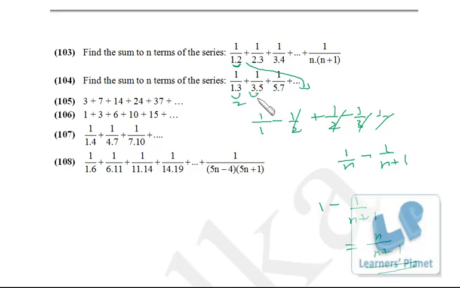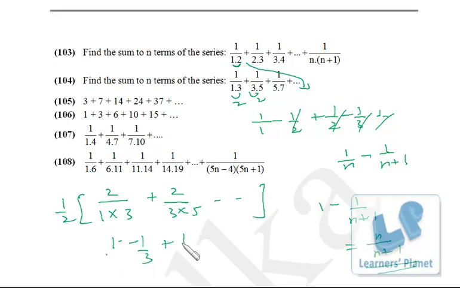Here the difference is 2, 1 3 3 5. So just divide and multiply the entire expression by 2. So 1 upon 2, it is 2 upon 1 into 3 plus 2 upon 3 into 5 and so on. So it is 1 minus 1 upon 3 plus 1 upon 3 minus 1 upon 5 and so on. And nth term will be 2n minus 1, 2n plus 1.